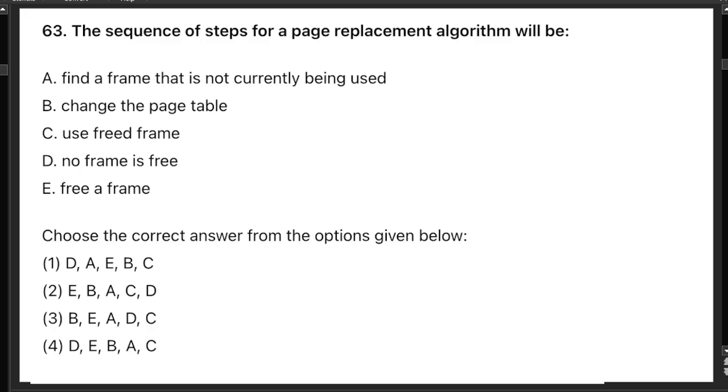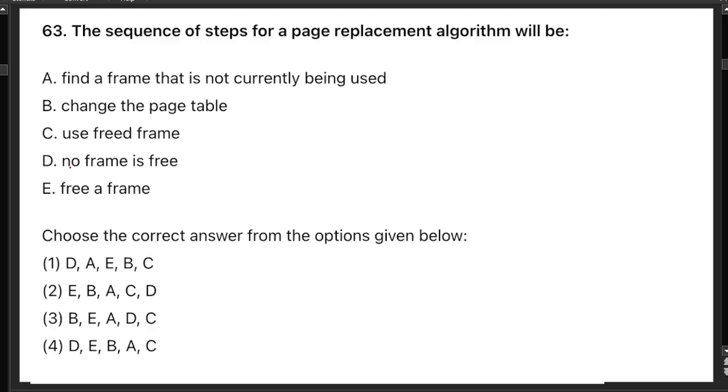After that we will see free a frame. If a frame is found that is not currently being used, free this frame by writing its content to the disk if it is necessary. And option B is change the page table. What does that mean? Update the page table to reflect the fact that the new page will be loaded into the freed frame. And now option C, use freed frame, which is finally use the freed frame to load the new page. So here we will say what is the correct sequence?